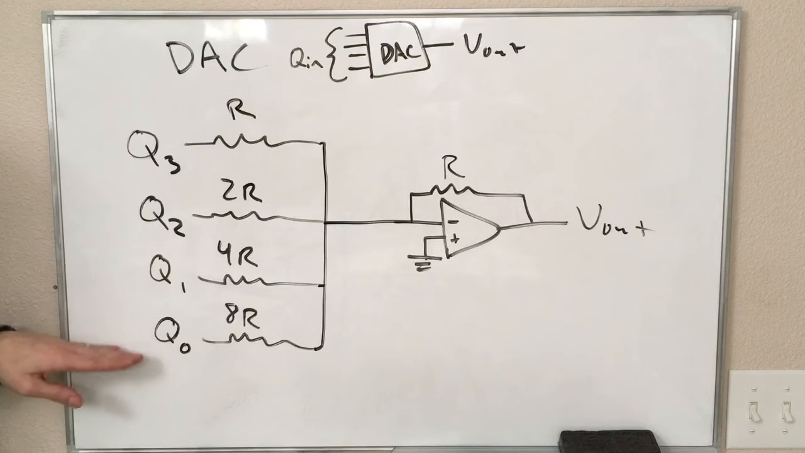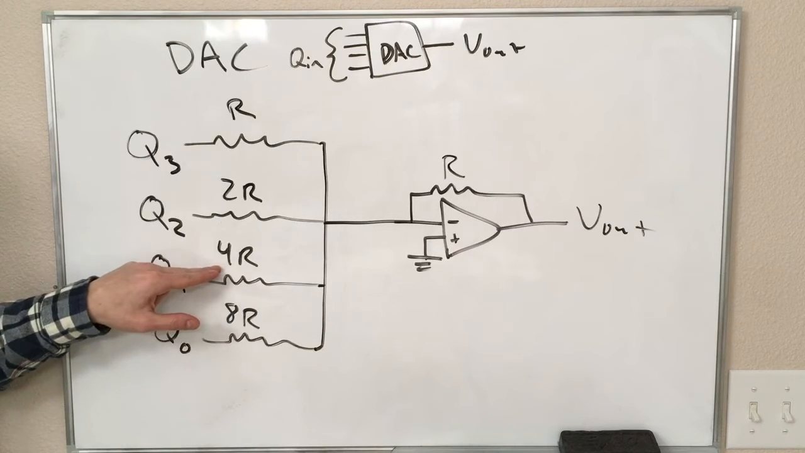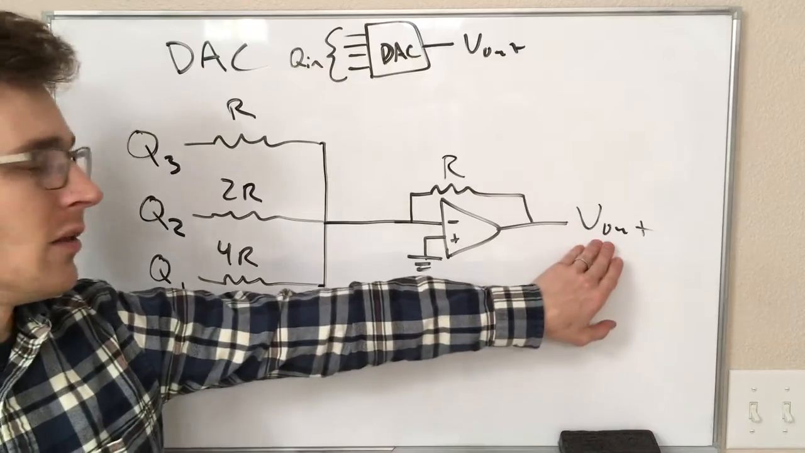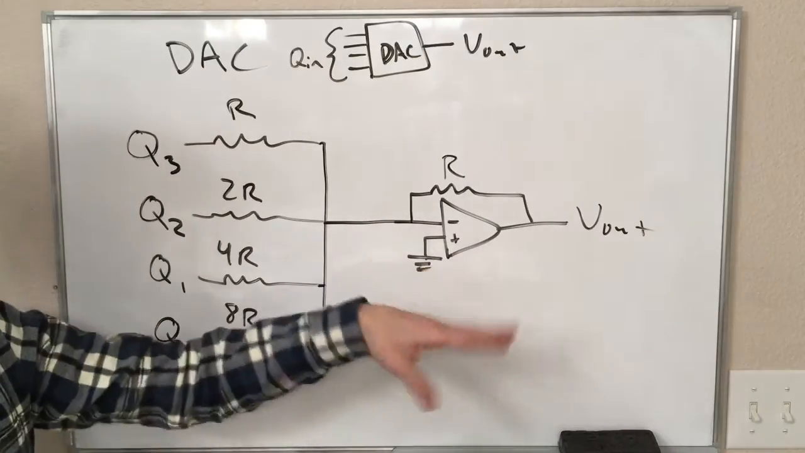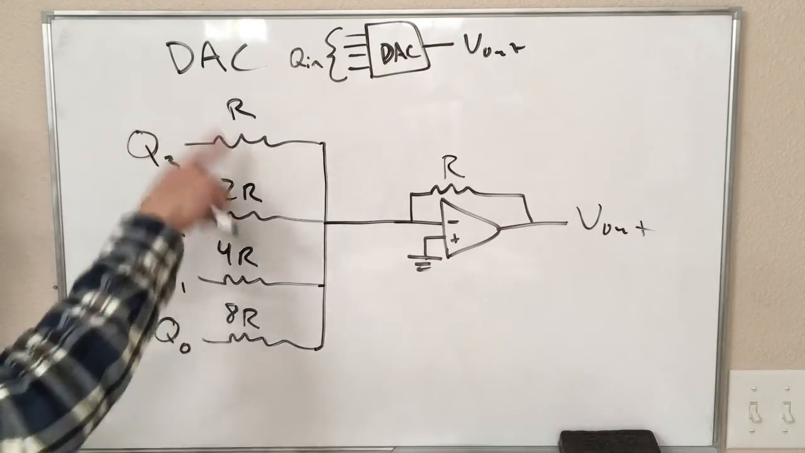So increasing the value of your bit decreases this resistance by a factor of 2. So yeah, this ends up giving us an output here that is, this is an inverting amplifier, so there's an additional factor of -1 in there, but it gives us an output that's proportional to this input.